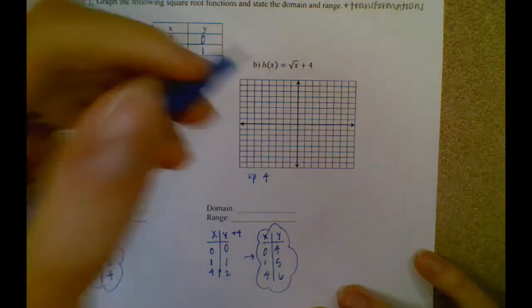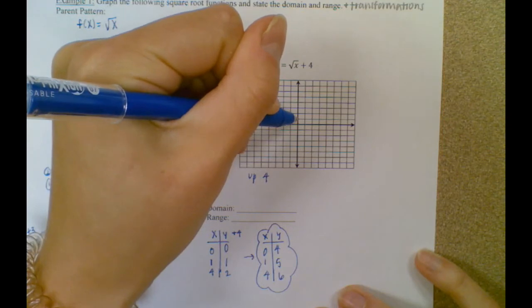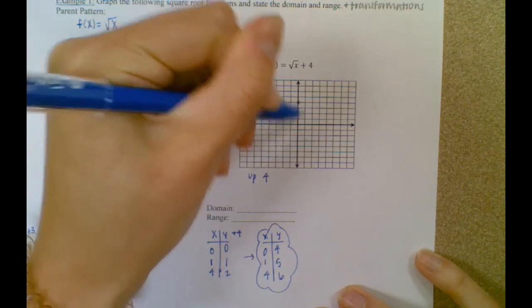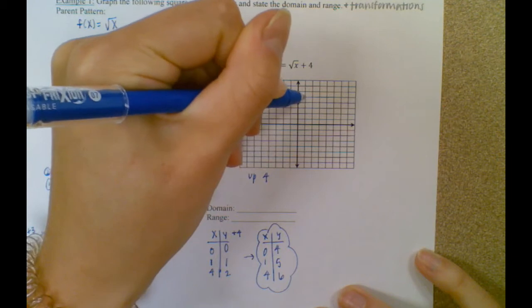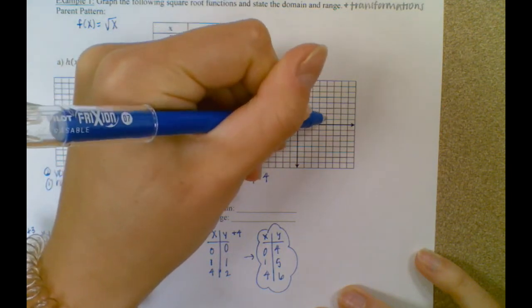All right, let's plot those points. 0, 4, 1, 5, 2, 3, 4.